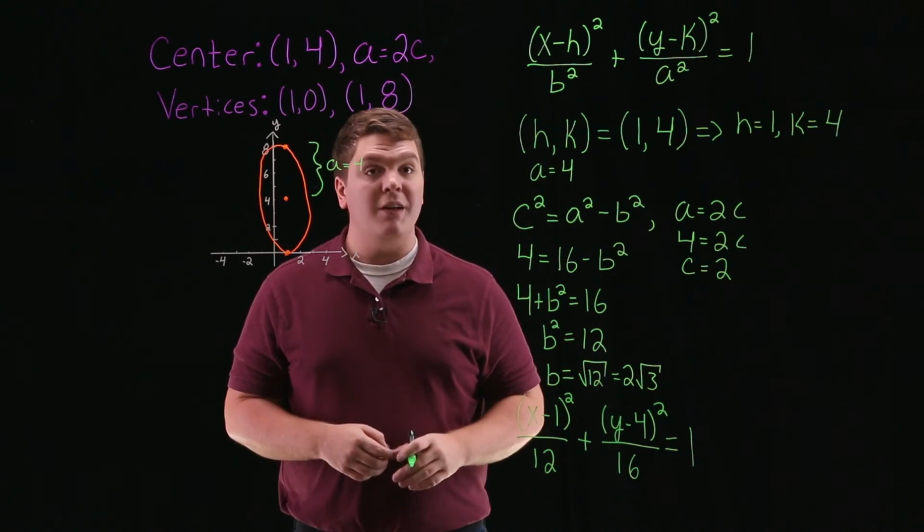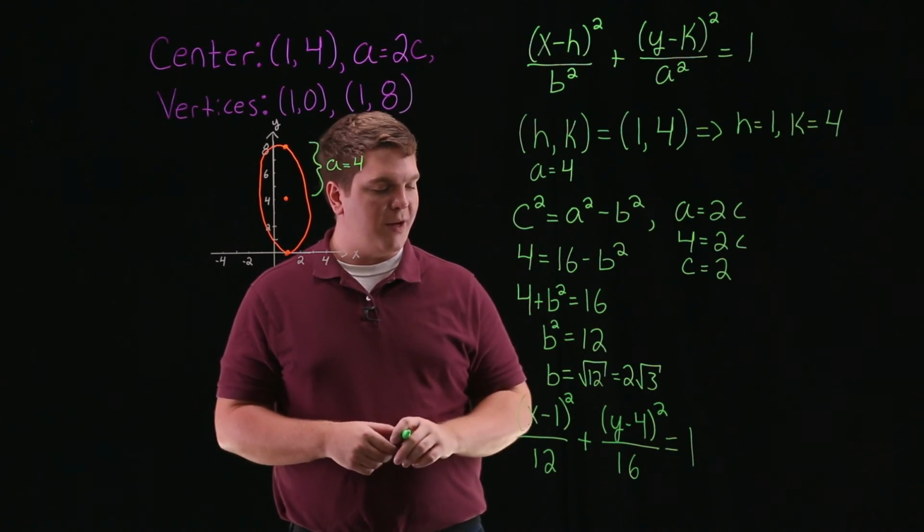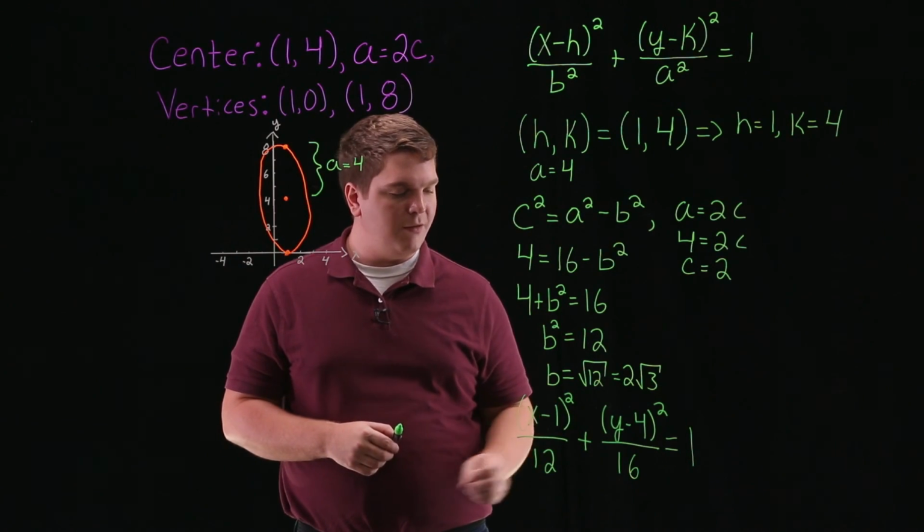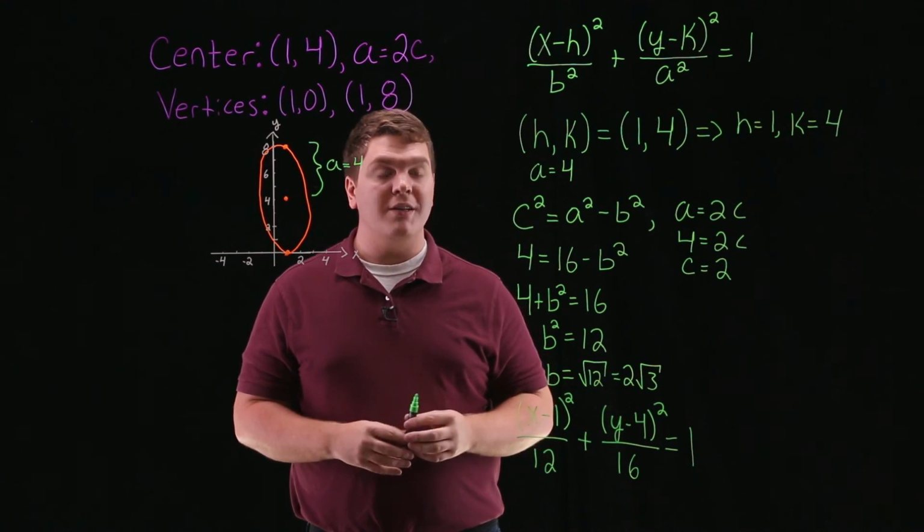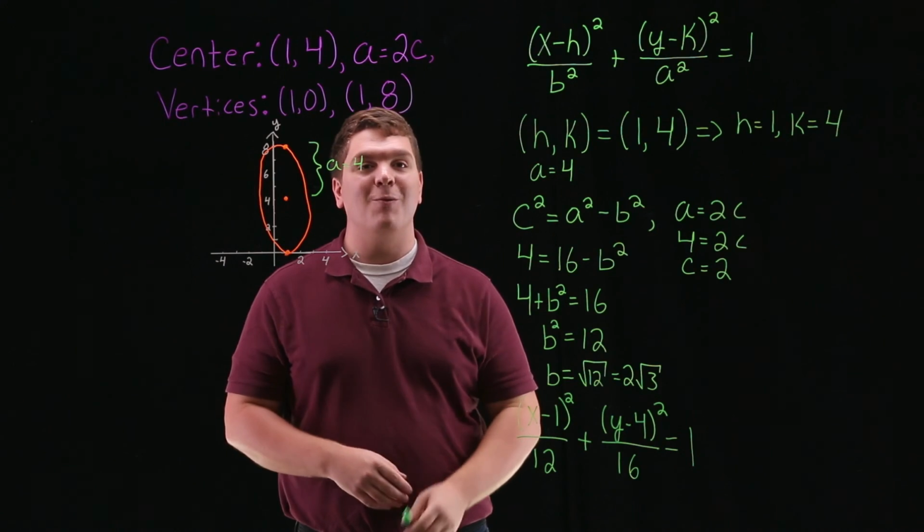So the standard form of the equation of our ellipse is given by (x minus 1) quantity squared divided by 12, plus (y minus 4) quantity squared divided by 16 is equal to 1.